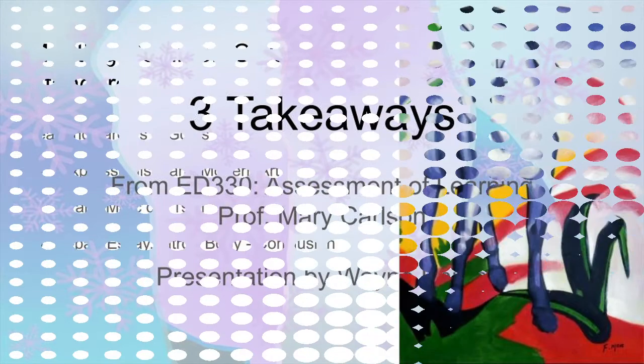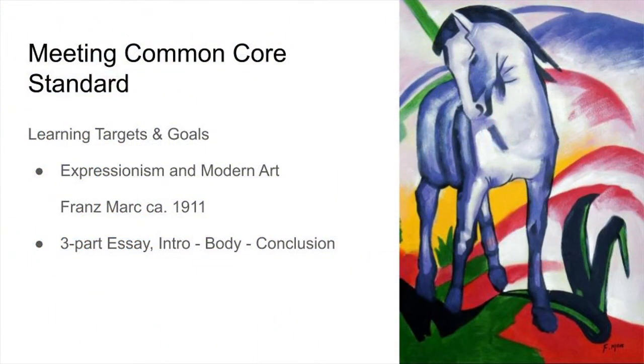My students are asked to research and learn about Expressionism and modern art by Franz Marc, a German artist circa 1911, and create an art piece in the same style that reflects on their writing lesson. They will create a three-part essay with intro, body, conclusion about a local cultural activity.